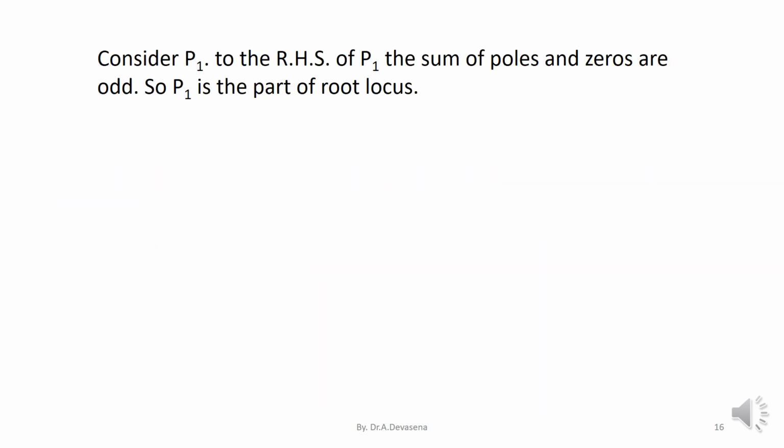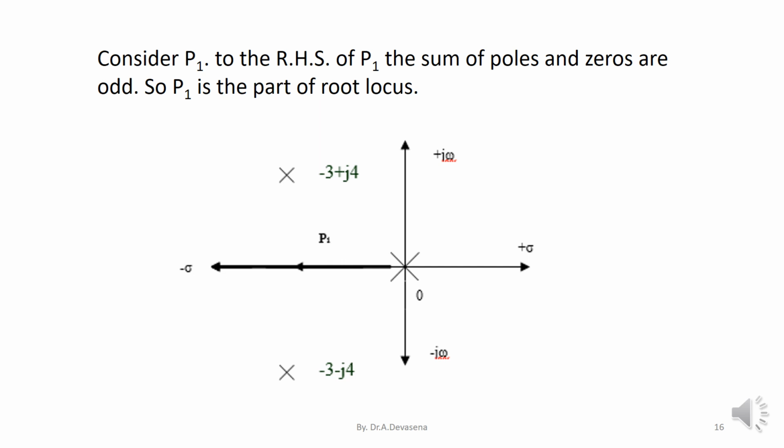Consider point P1. To the right hand side of the point P1, we have only one pole located at s equal to 0. Therefore, the sum of poles and zeros is 1. It is odd. So, P1 is a part of the root locus. This is the representation of the root locus.